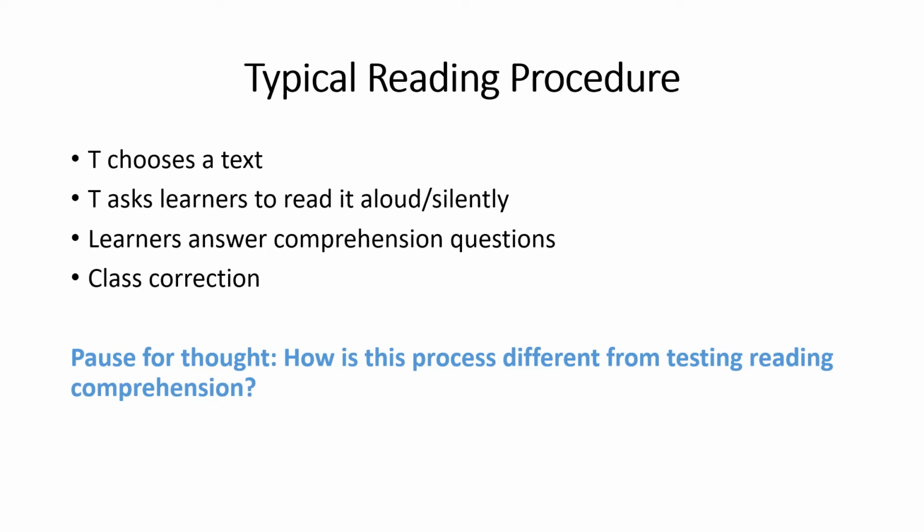Let's take a look at typical reading procedure. In a typical reading procedure, the teacher chooses a text and asks learners to read it aloud or silently. Learners then answer comprehension questions, and then there is a class correction either in pairs, groups, or as a whole class. At this moment, I'd like you to pause and think about how this typical reading procedure is different from testing reading comprehension. In a test, what is the procedure? Match it with this typical teaching reading procedure and see what the difference is.